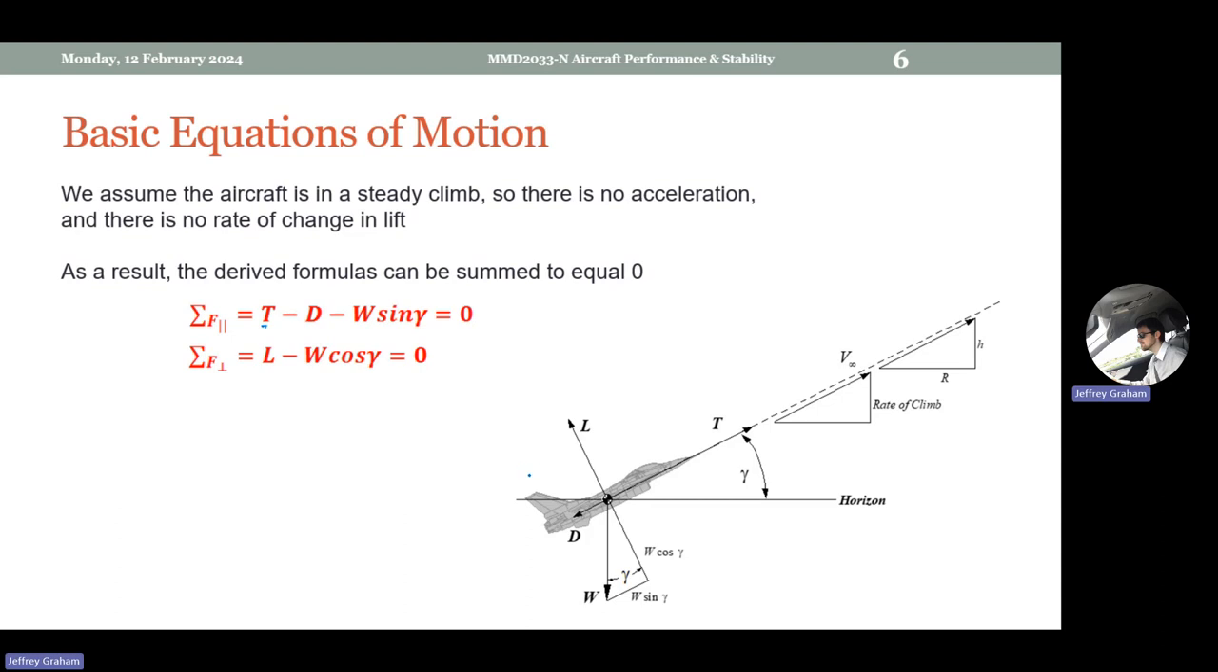In a balanced climb, so this is the fact that the aircraft pitches up and it stays at that angle, we have a constant angle climb. We can assume these forces will equal 0. It'll be balanced out. If unbalanced, then obviously the aircraft will start to pitch up or it will pitch down, depending on which of the forces is greater.